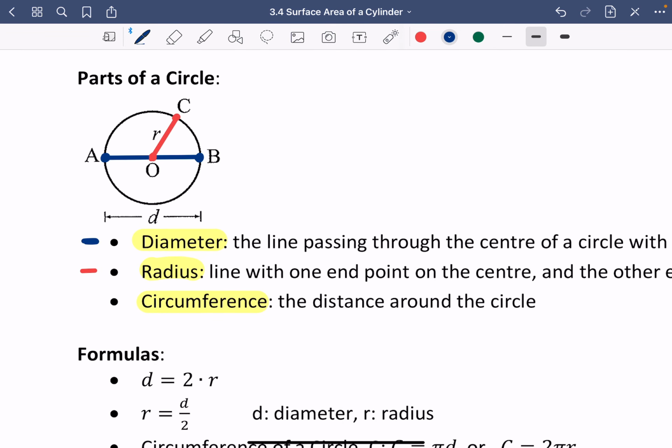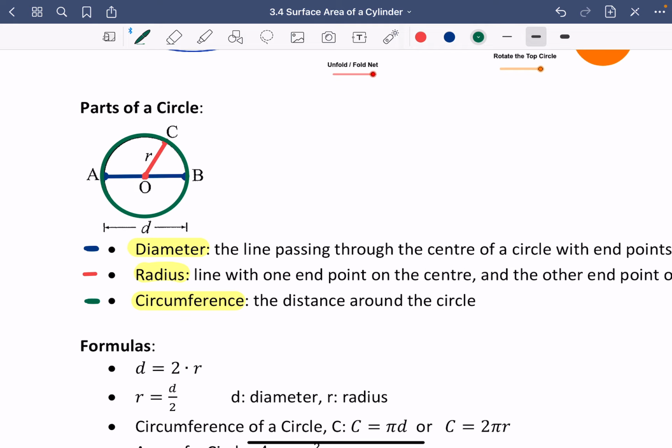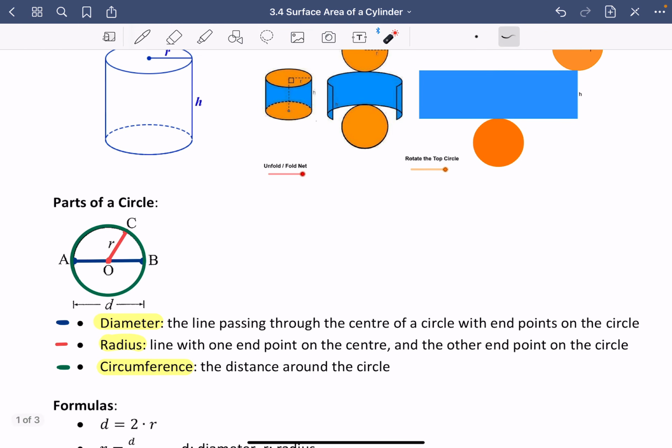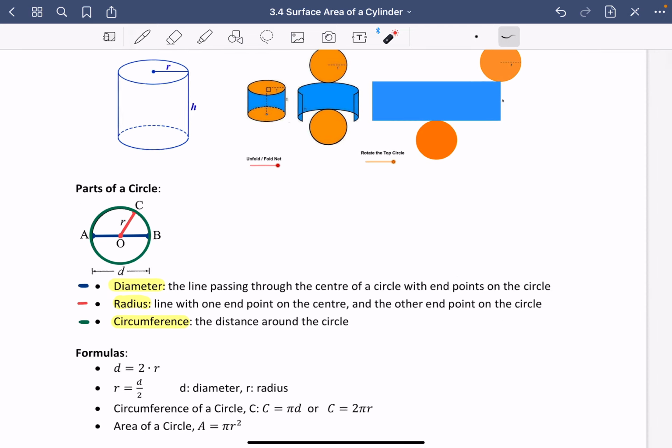And what is circumference? Circumference is the distance around the circle. It's that. Okay. So the distance around the circle is circumference. Let me use green here. And the circumference again is the distance around the circle and also what the length of your rectangle is.